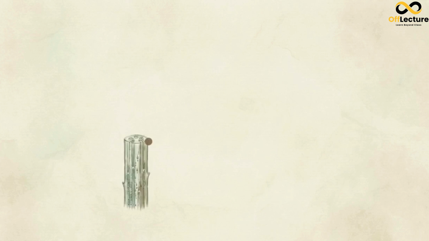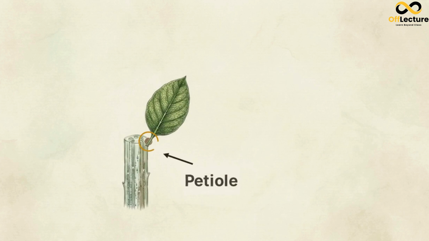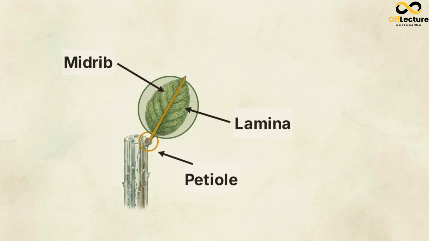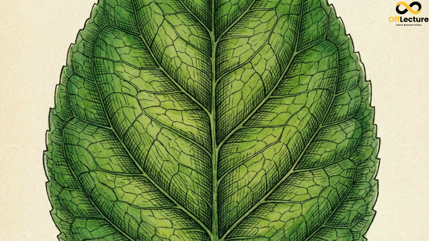At the top of that highway sits the leaf, the plant's dedicated kitchen. It connects to the stem node via a stalk called the petiole. The broad, green, food-producing surface is the lamina, and it is split down the center by a thick primary vein called the midrib. In biology, you can actually predict the hidden root system of any plant simply by looking at the visible pattern of veins, the venation on its leaves.